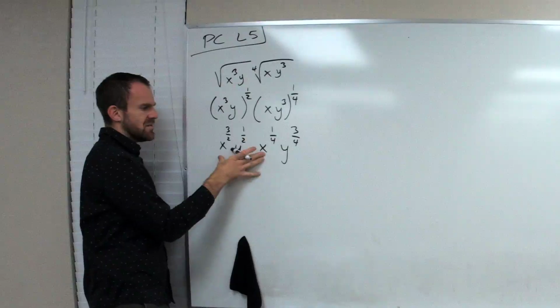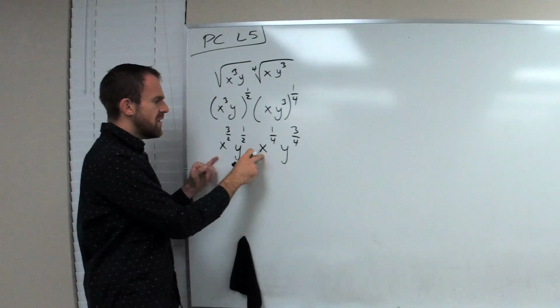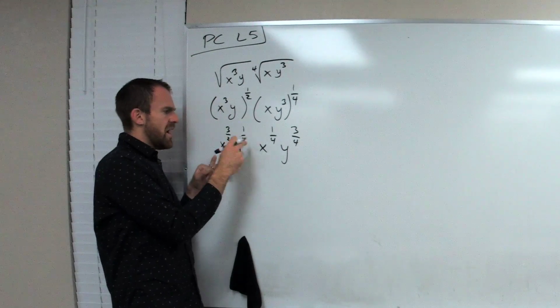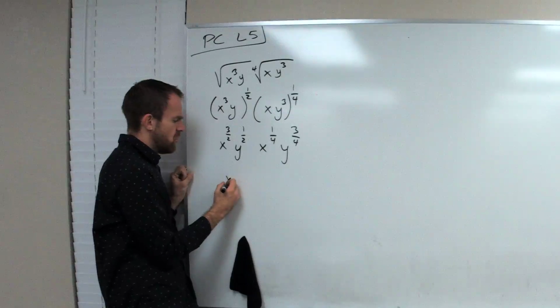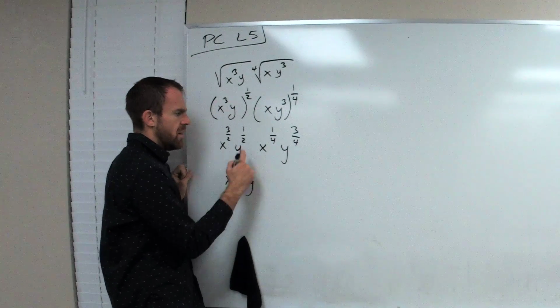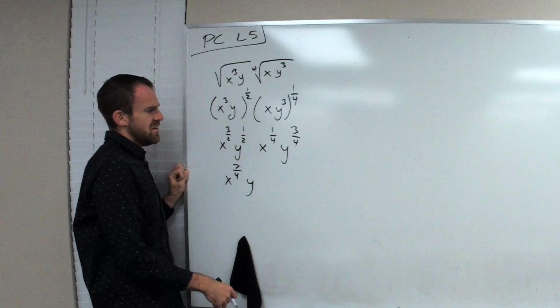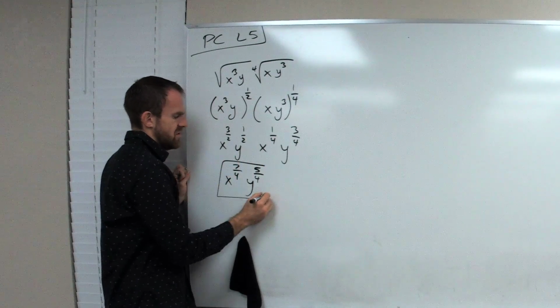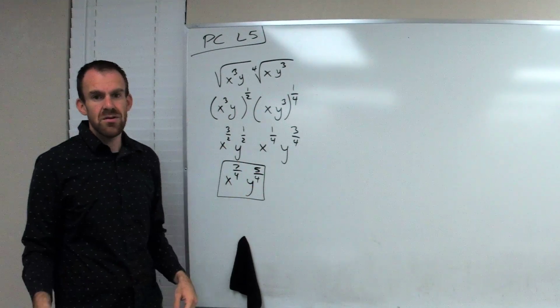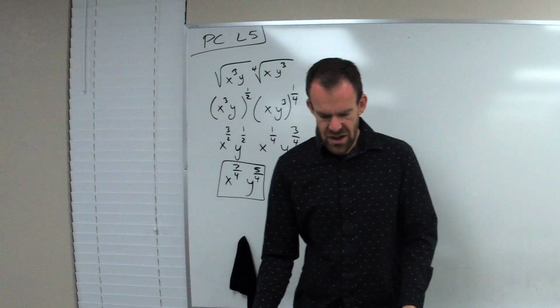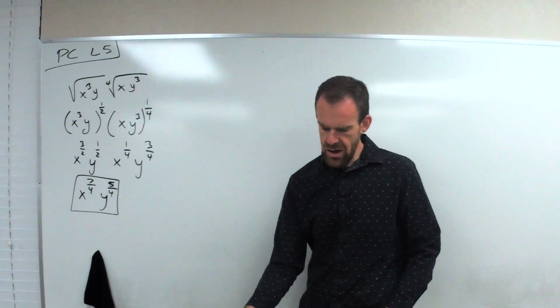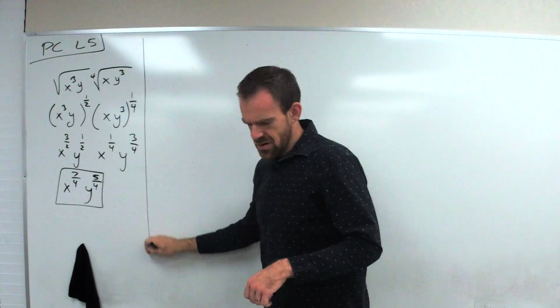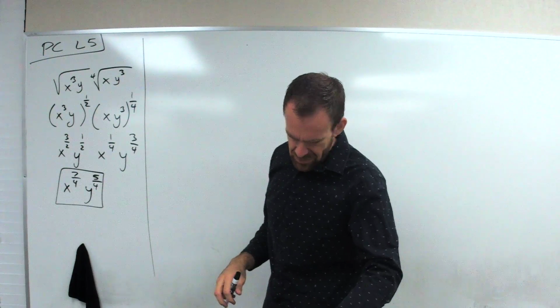Then I'm going to combine like terms. So x to the 3/2 times x to the 1/4: 3/2 plus 1/4 is 7/4. 1/2 plus 3/4 is 5/4. And that's your answer. Big step here, converting the roots to the powers. Next, we are going to do a much uglier problem.